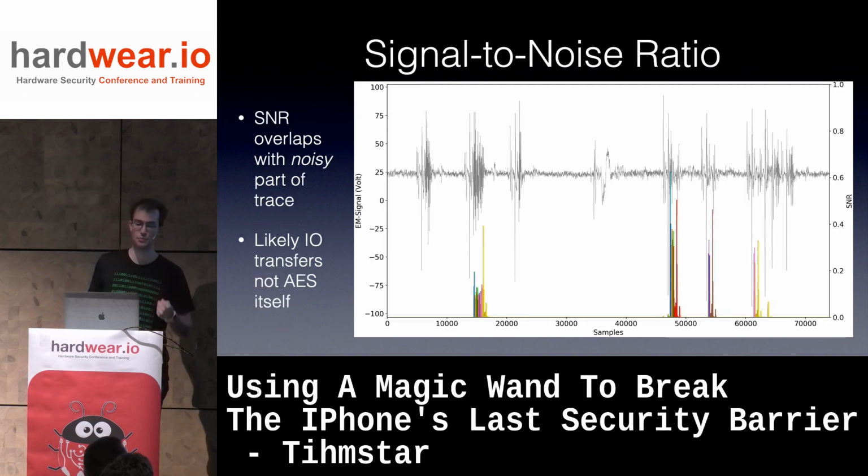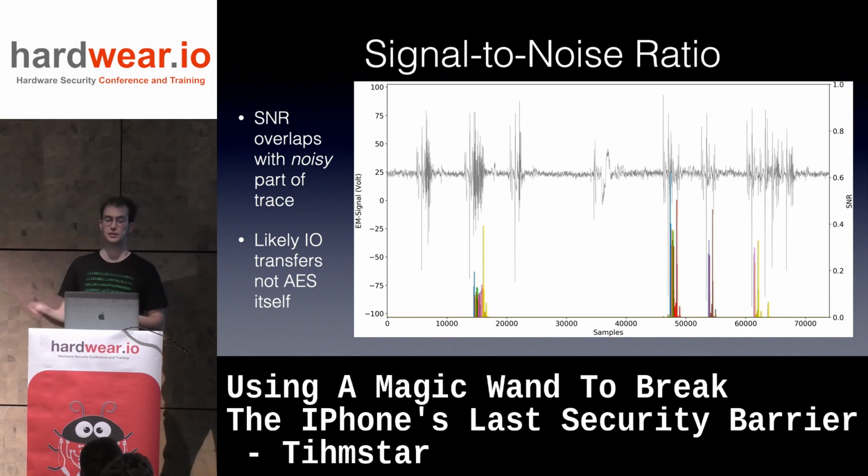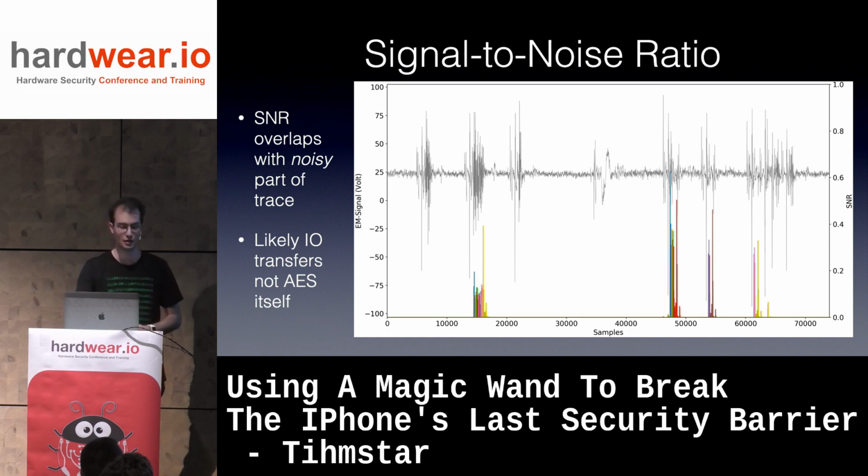If we overlap that with our EM signal, this kind of confirms the hypothesis that loud peaks are the IO transfer, because this is exactly where we see leaking of the output, right? So this is like not the interesting thing. It's like IO transfer, not the AES itself.